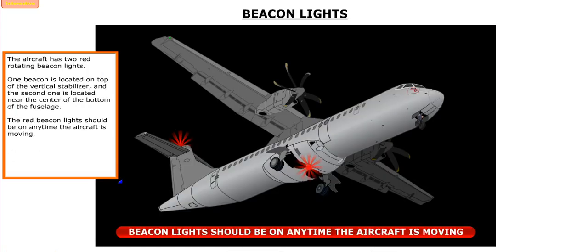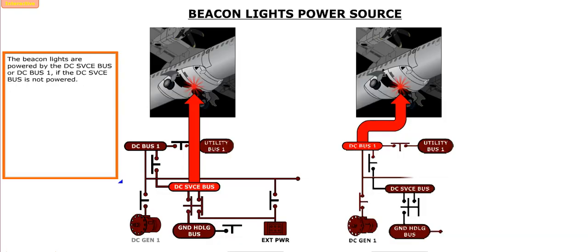The aircraft has 2 red rotating beacon lights. One beacon is located on top of the vertical stabilizer, and the second one is located near the center of the bottom of the fuselage. The red beacon lights should be on anytime the aircraft is moving. The beacon lights are powered by the DC service bus or DC bus 1, if the DC service bus is not powered.